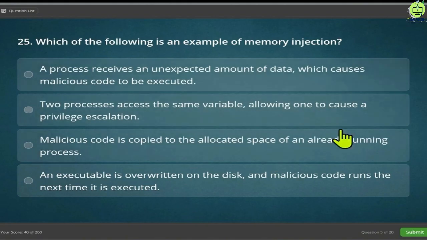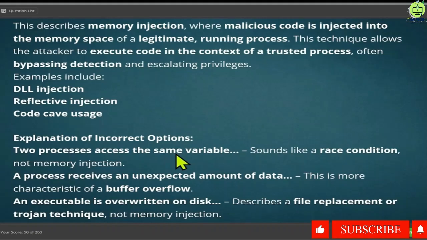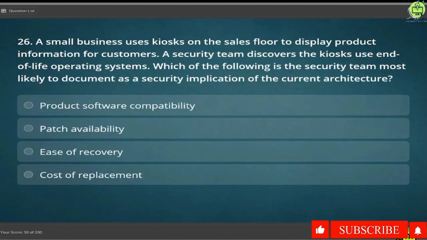Of course, the right answer is going to be malicious code is copied to the allocated space of an already running process. Let's look at the answer. This is correct, because memory injection is where malicious code is injected into the memory space of a legitimate running process. This technique allows the attacker to execute code in the context of a trusted process, often bypassing detection and escalating privileges. So you can read through the remaining explanation to understand why that is the correct answer. So let's just go to the next question.